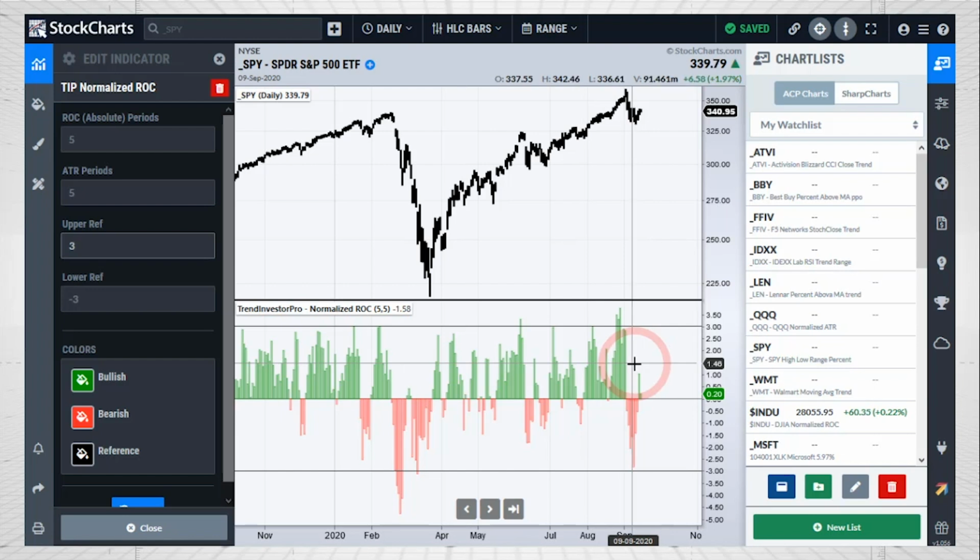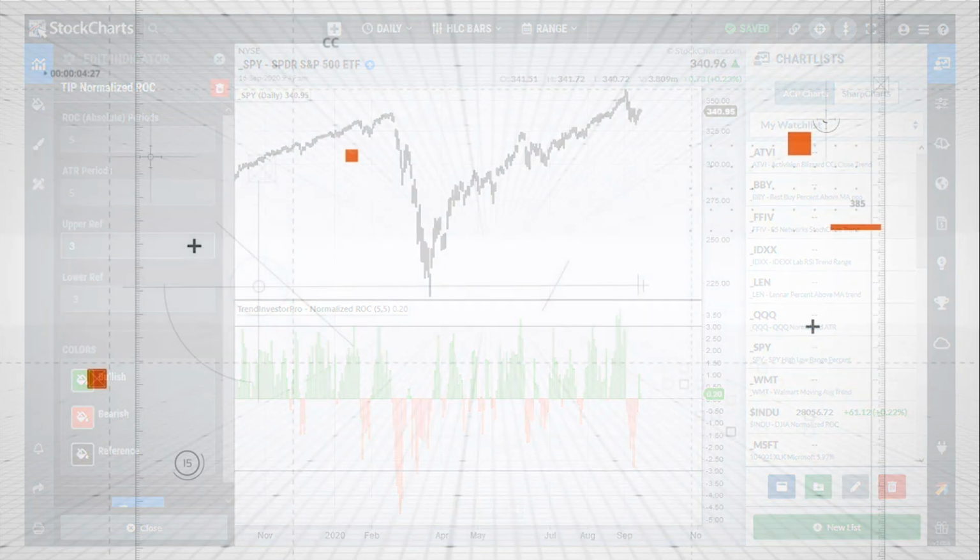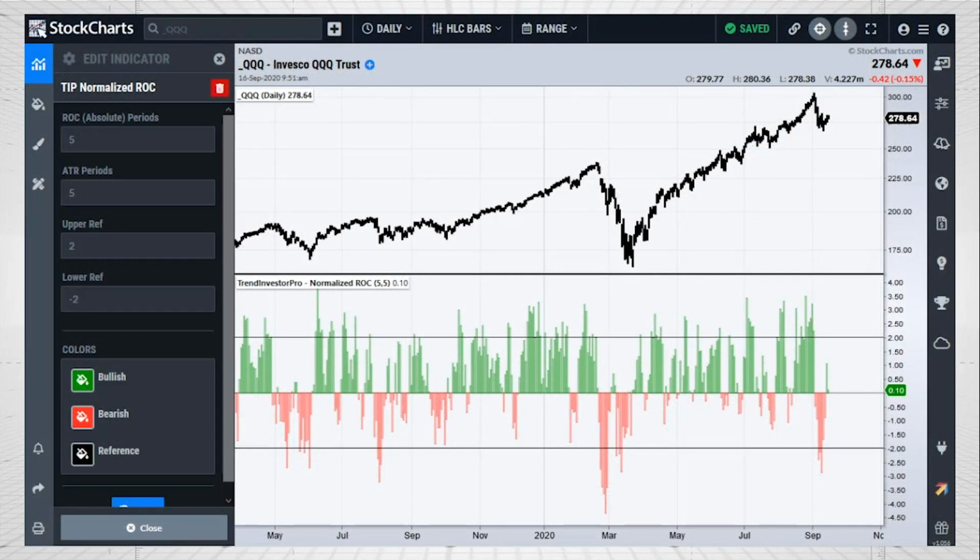Let's look at some examples with individual stocks. So here's an example using QQQ, and you can see I've got the rate of change at 5, the ATR at 5, and I've got the upper and lower reference at 2 and -2 respectively. And if you look here, you can see we got an outsized move to the upside there on June 7th, and we trended higher, and then we got an outsized move to the downside, and it took a while to stabilize. We got an outsized move there in early September 2019, and that led to a big advance.